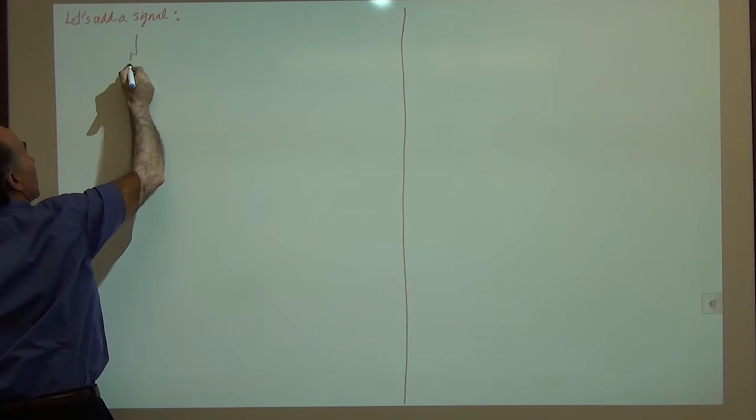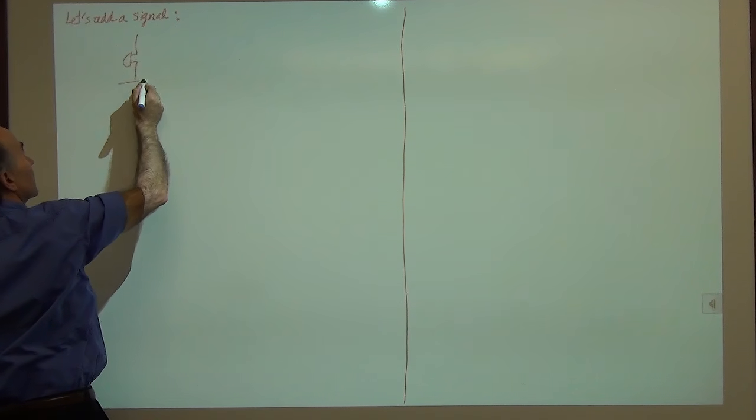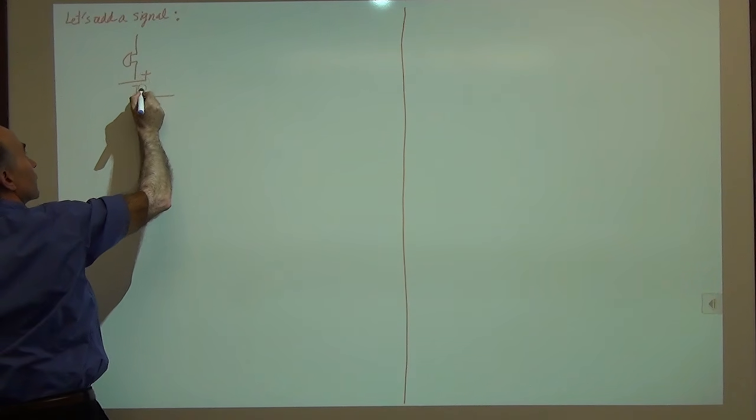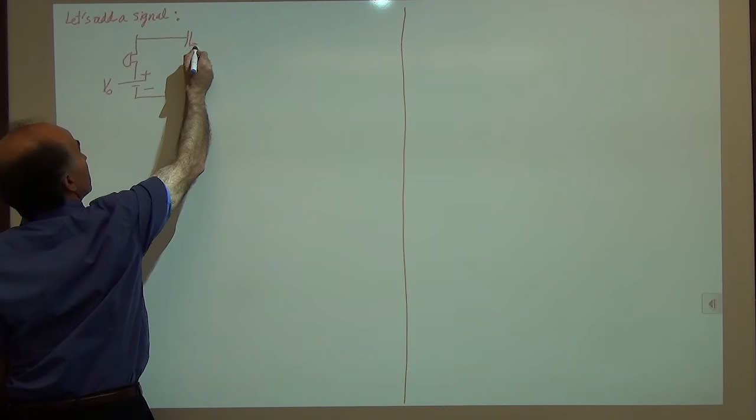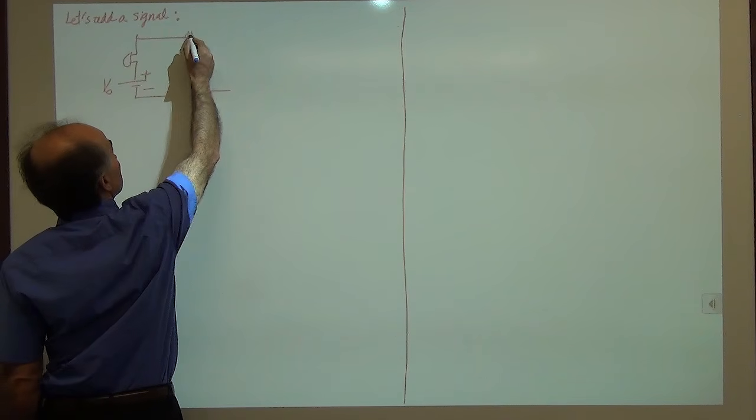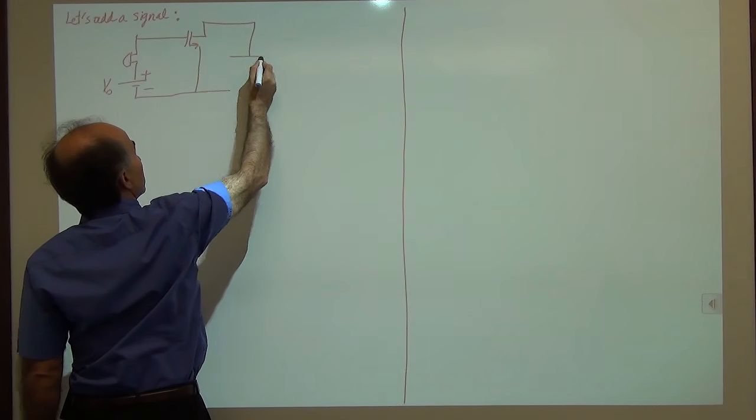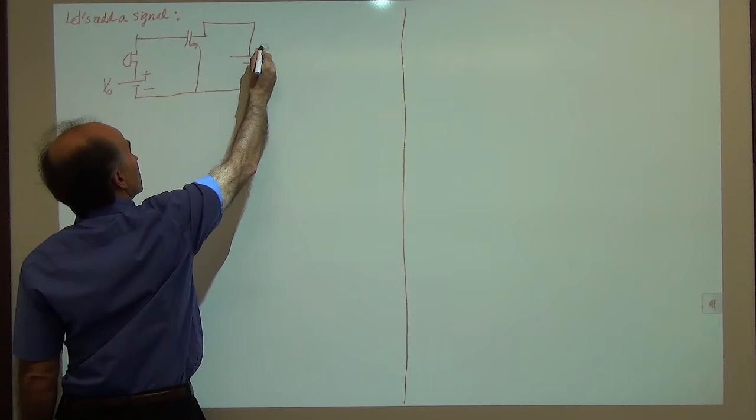So here's the situation. I add this microphone signal here. I have the original battery V0. This goes to the gate source of the MOSFET. And then for now, we just have a battery here. Don't worry about anything else.